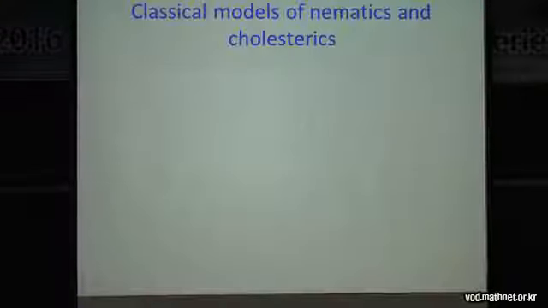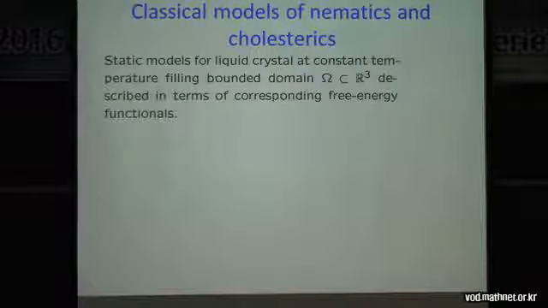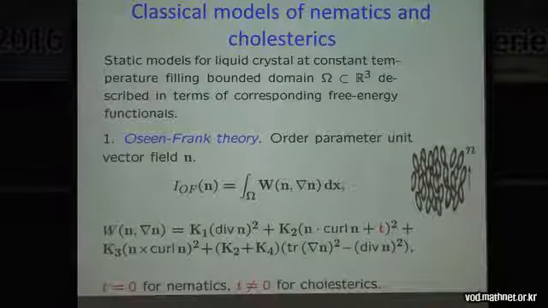Okay. So here's a very quick summary of classical models of nematics and cholesterics. These are all going to be static models for a liquid crystal at a constant temperature filling some bounded region omega, described in terms of their corresponding free energy functionals. Here's a typical caricature of a nematic liquid crystal, rod-like molecules with a mean orientation in the direction of a vector field n. That's the order parameter for the Oseen-Frank theory. So it's a two-dimensional order parameter because it's a unit vector.